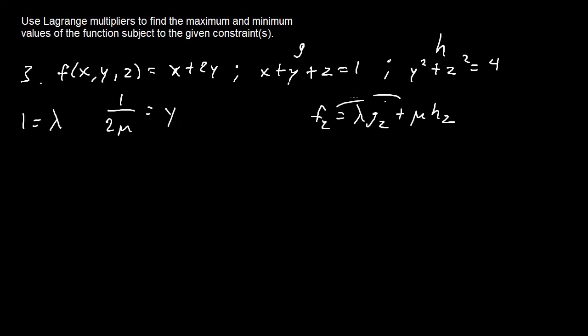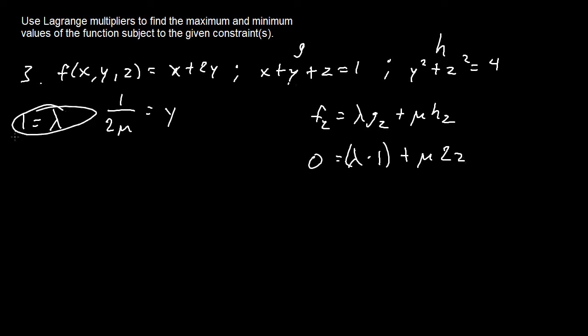So now for the last equation here, f sub z, let's go ahead and find that. So f sub z is going to be 0, because there is no z variable in the original function. Now lambda, we get that, times g sub z. Now g sub z is going to be 1, plus mu times h sub z, which is 2z.